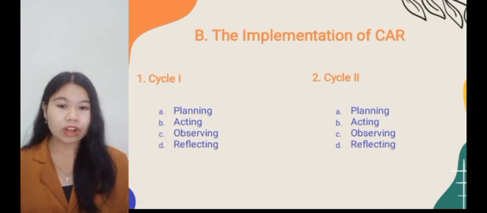B. The implementation of CAR. First, cycle 1. A. Planning. The writer chose word cards because they are interesting for students. Vocabulary in the observation. The writer asked the students to prepare some word cards. They just needed to cut their paper into small parts. It consisted of 30 cards. B. Acting. In the first meeting, the writer made a list of words.